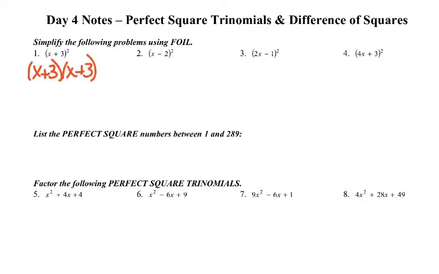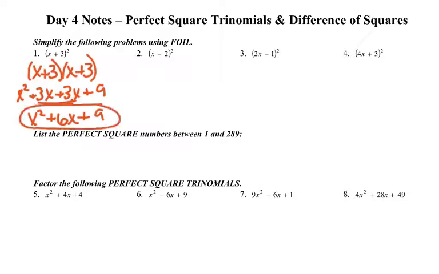So if we have x plus 3 times x plus 3 and we FOIL it, first, outside, inside, last, with these problems, the outer and inner terms are always exactly the same. So it makes it a little bit easier to add them up, x squared plus 6x plus 9. Or if I have x minus 2 quantity squared, x minus 2, x minus 2, I just got to watch my signs. x squared minus 2x minus 2x plus 4, right? Or x squared minus 4x plus 4.